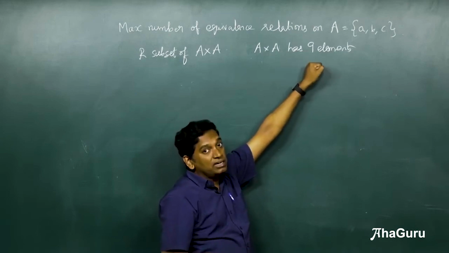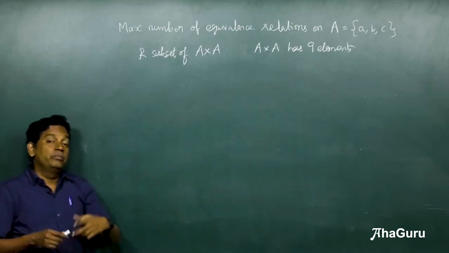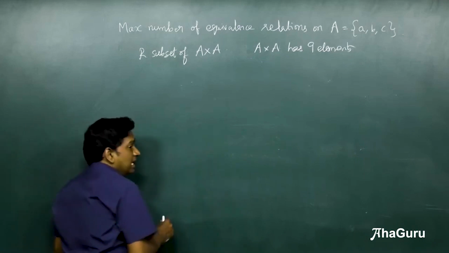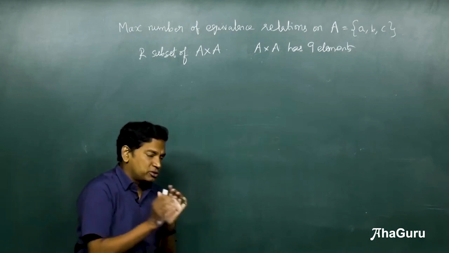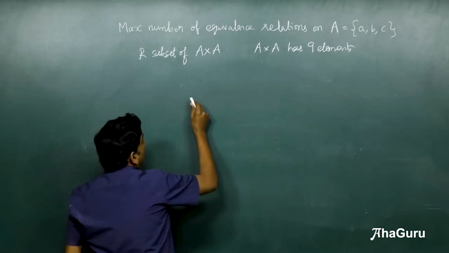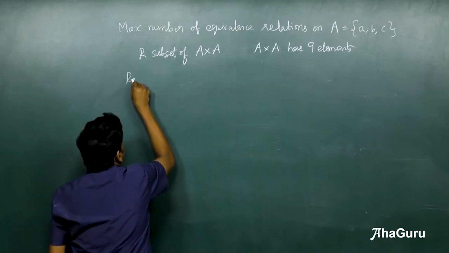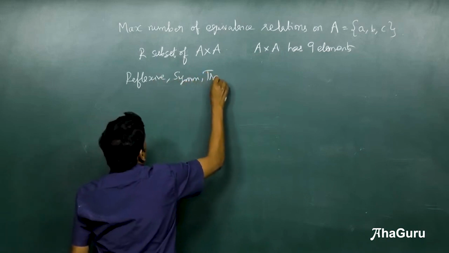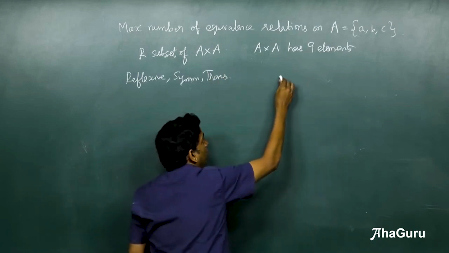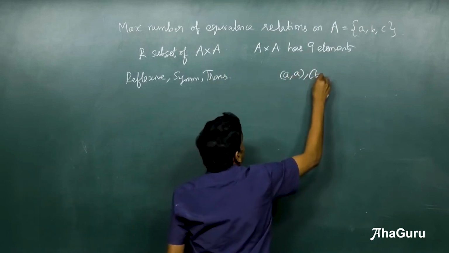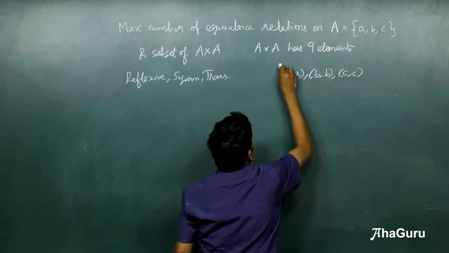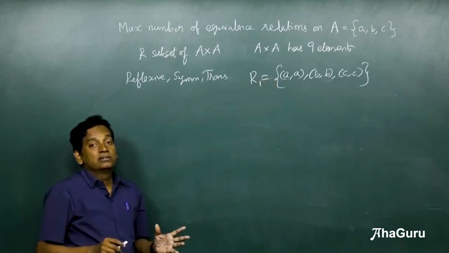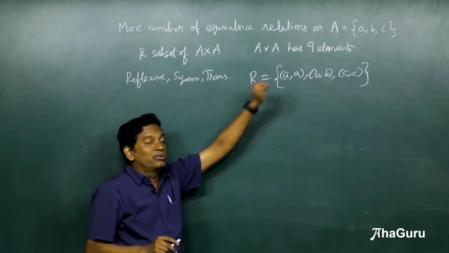So this is clearly one equivalence relation, but that's not the only one. There could be many others. So how many? That is the question. So let's start with the simplest equivalence relation with as few elements as possible. We already know that in order to have an equivalence relation, it should be reflexive, symmetric and transitive. Reflexive means AA, BB, CC must be part of all the relations. So the minimum you can have is AA, BB, CC. Let's call this set R1. This is the smallest set still satisfying the equivalence conditions.